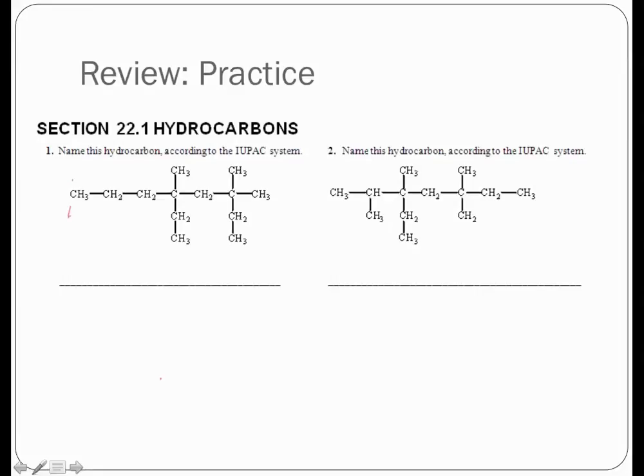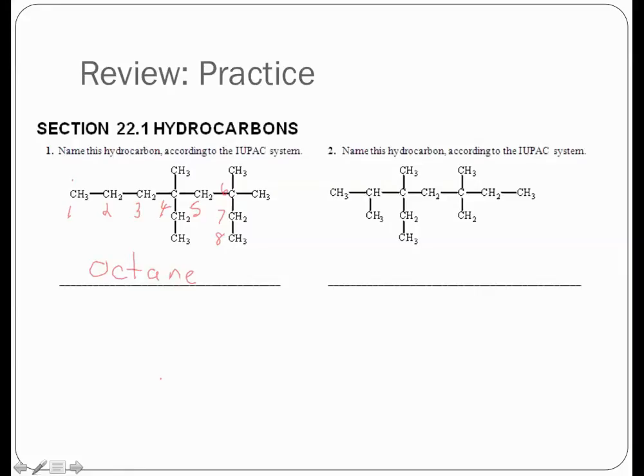Let's say 1, 2, 3, 4. If we go this way, it'd be 5, 6. If we go this way, it'd be 5. So we want to keep going. 5, 6. This way, it's 7, 8. So this is an octane because it has 8 carbons. So oct- to represent 8 carbons, and -ane since it's a fully saturated hydrocarbon. So there's no double or triple bonds.